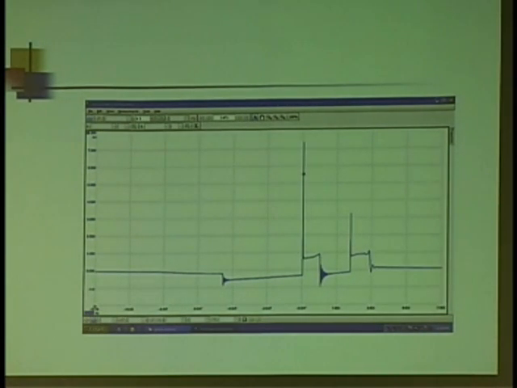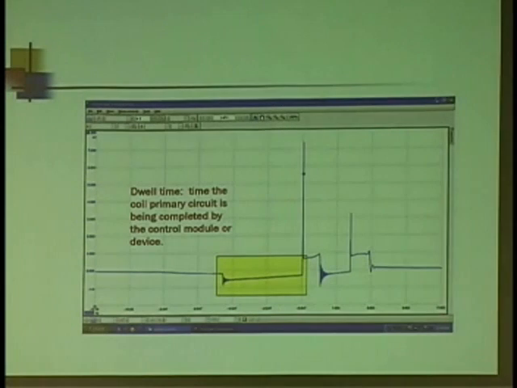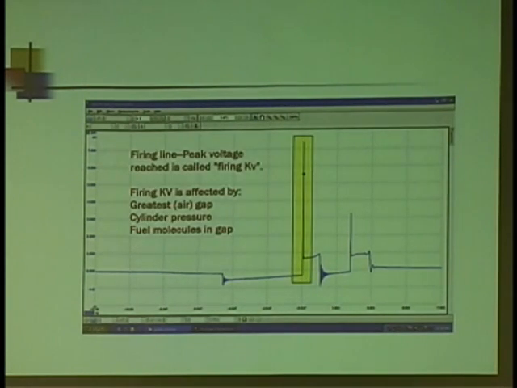Let's just take a look at the secondary side first. The first part you'll see is the actual dwell time, the time the coil was turned on. And then we move into the firing line. That is one of the first pieces of diagnostic information you can get. The firing line is affected by the gap.